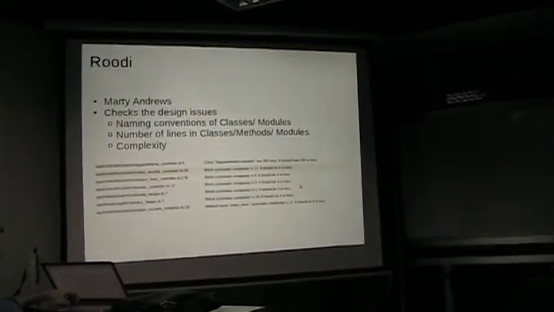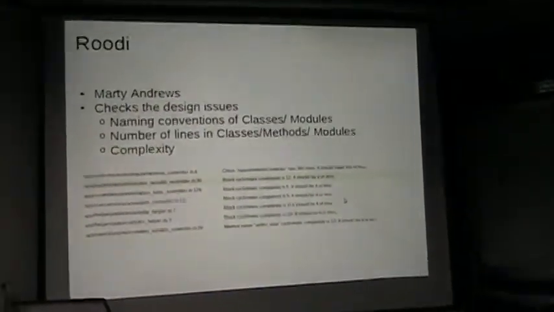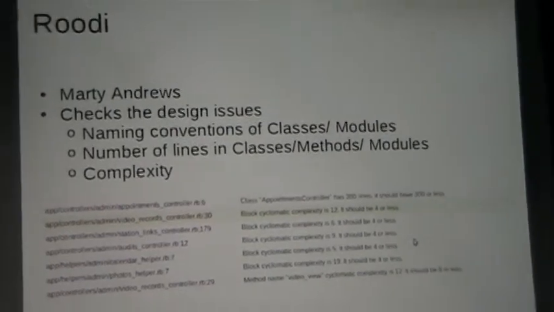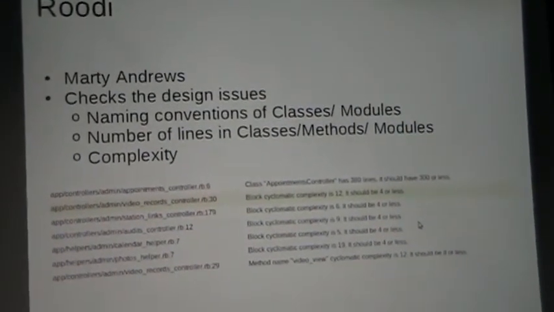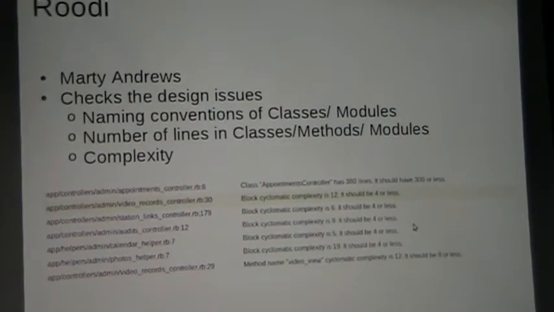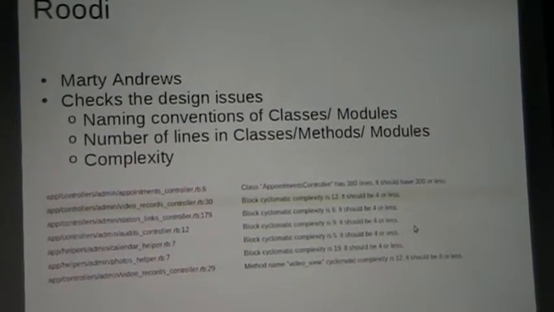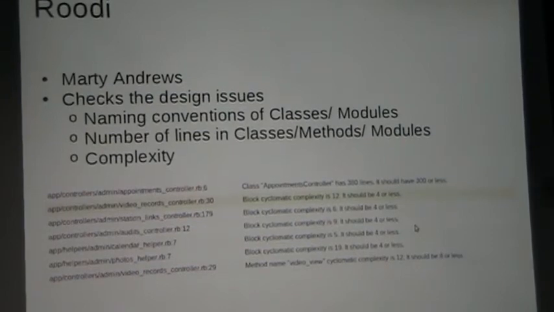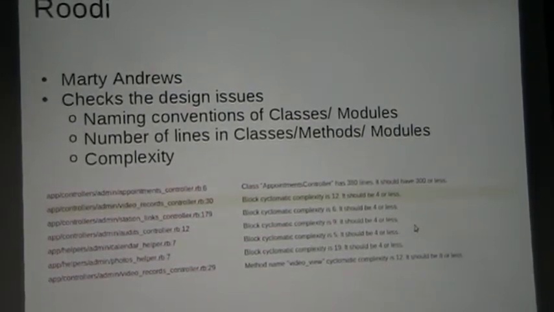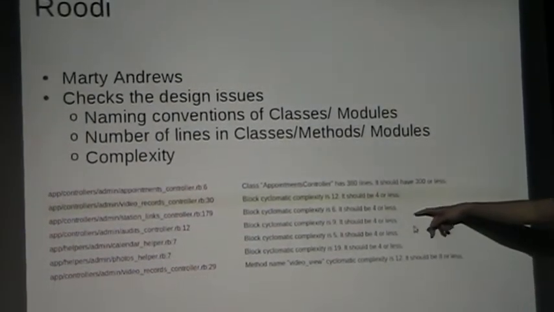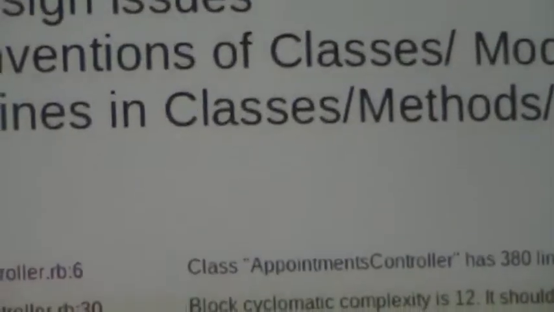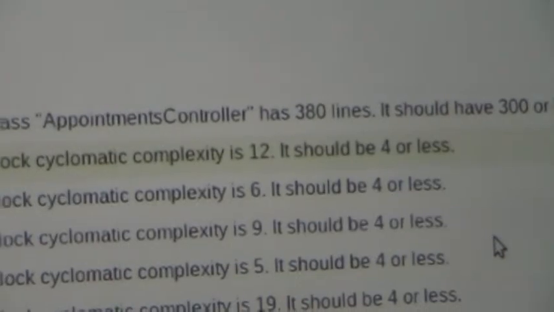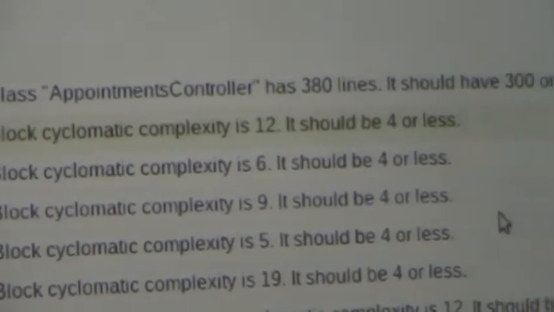And next is Rudy. Rudy basically checks the design issues of your code. So it checks the naming conventions, the number of lines of code in your app, and the complexity. This is a sample generated report in Rudy. So for example, in this class, I have a block in line number 12 that has a complexity of 9, where it should be just 4 or less. So the ideal is 4.